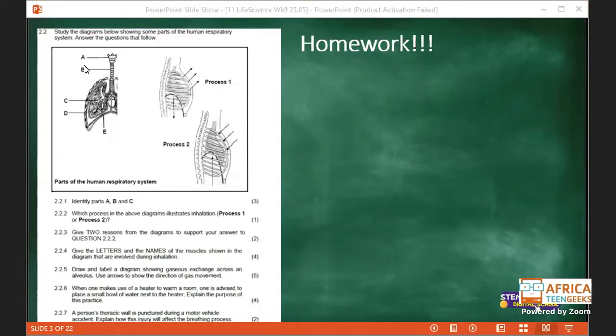Okay. So identify parts A, B, and C. Part A is present here. Part B is just underneath, right? It is that particular tube there. And then part C right there. Okay, guys, send through your answers. Guys have about a minute.